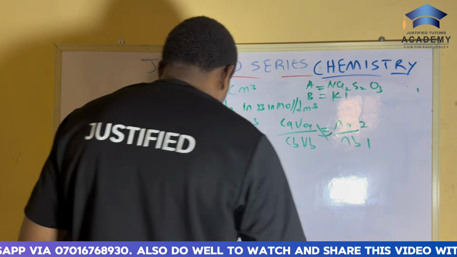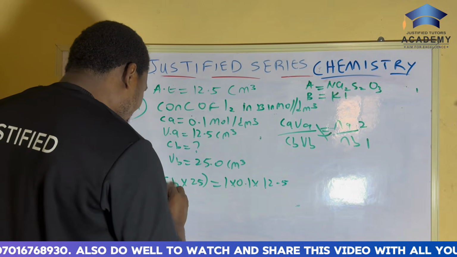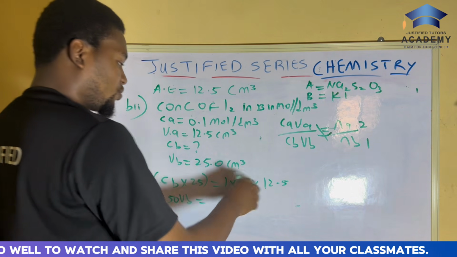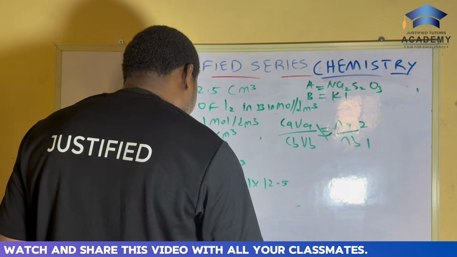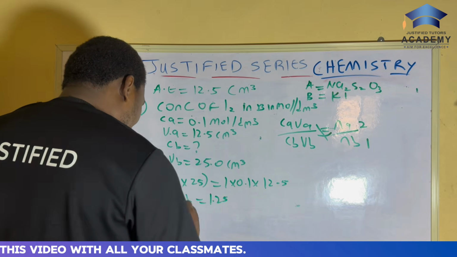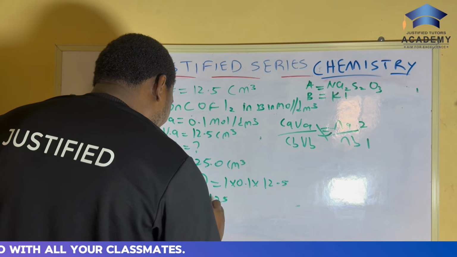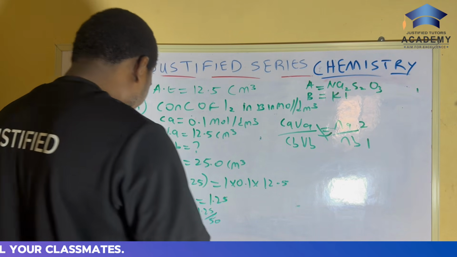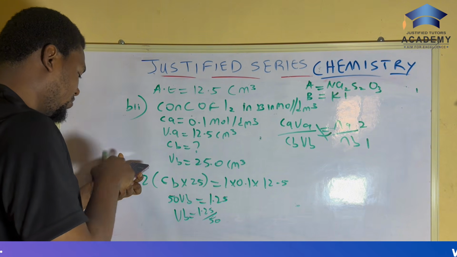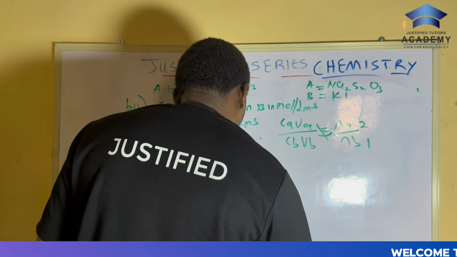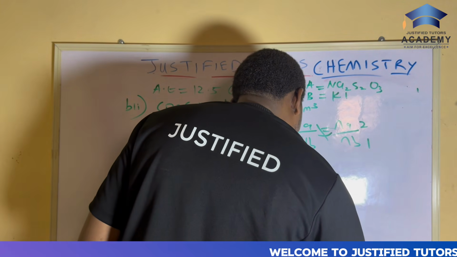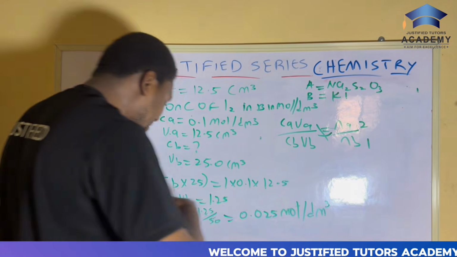VA is 12.5. So yeah, we are having 50 VB equals 0.1 times 12.5, which is 1.25. So now to get our VB, we divide both sides by 50. So our VB becomes 1.25 over 50. And 1.25 divided by 50 will give us 0.025 mole per dm cube. So that's the correct answer for question BII.